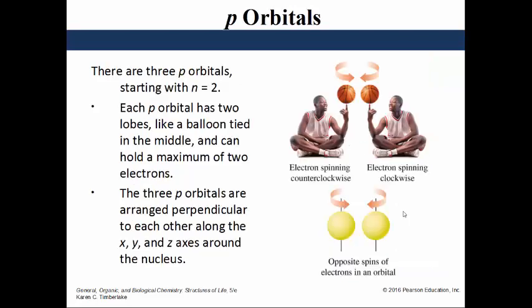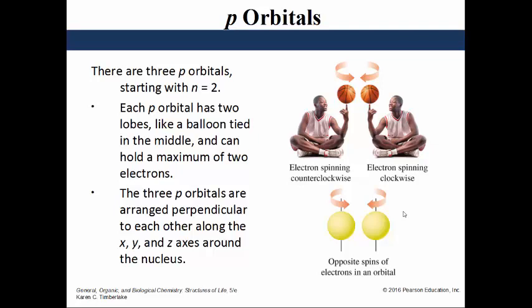All right, the P suborbital levels. There are three of those, starting with the n number of 2. Each p orbital has two lobes. Think of it as a long, skinny balloon that's kind of pinched off in the middle. So you have two oblong sections that are joined together. And each of these lobes can hold 2 electrons at the most.